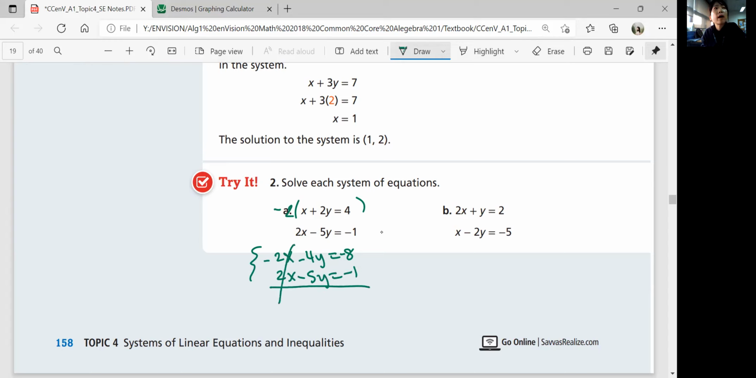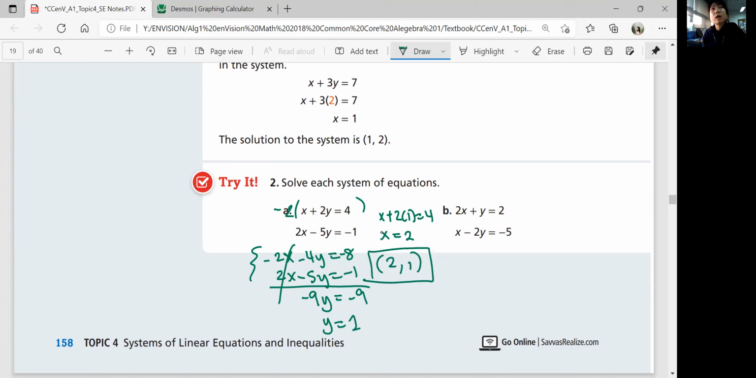So you have 2x minus 5y is equal to -1. You add them, x is eliminated. You have -9y is equal to -9. y is equal to 1. You are not done. x plus 2 times 1 is equal to 4. I'm substituting 1 into the first equation. And you have x is equal to 4 minus 2, which is 2. Your final solution is (2, 1).